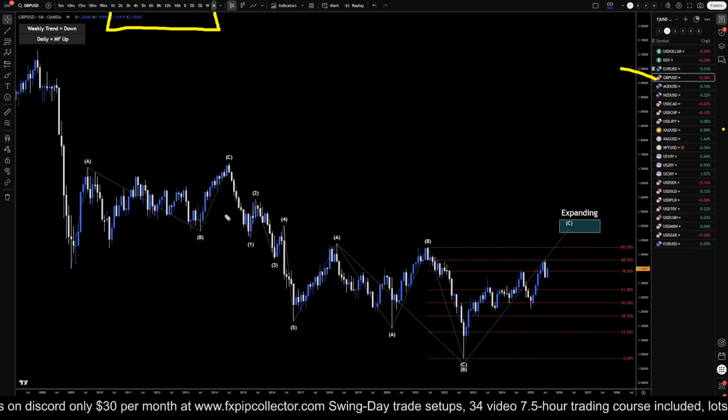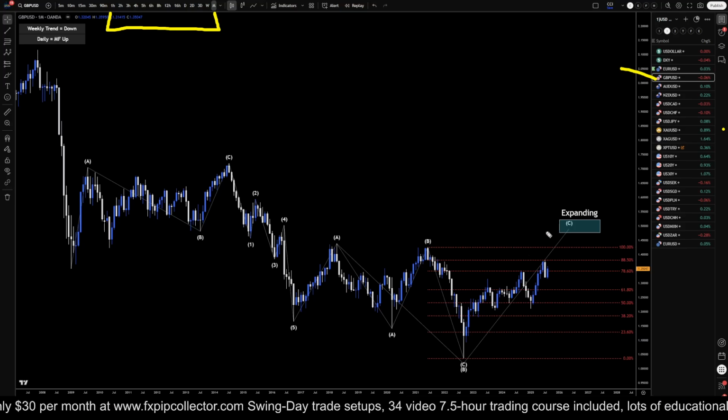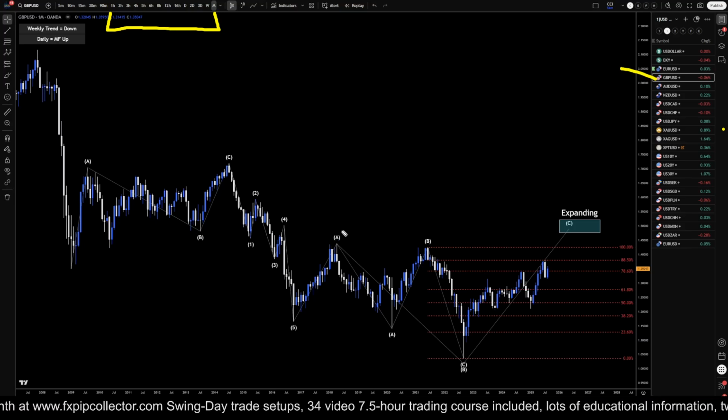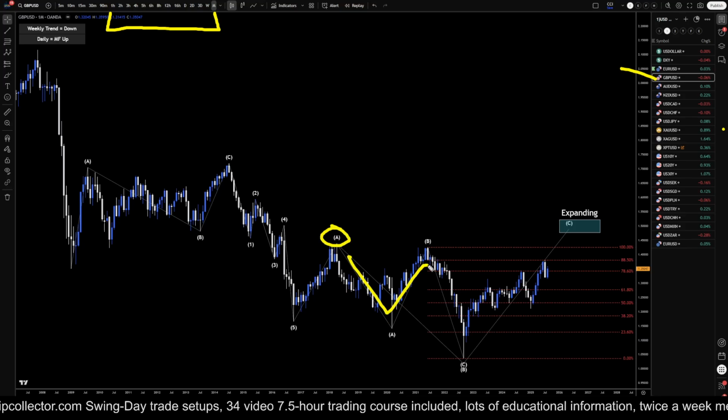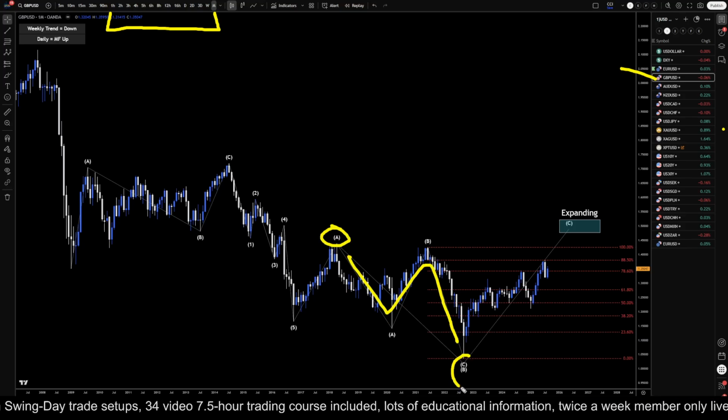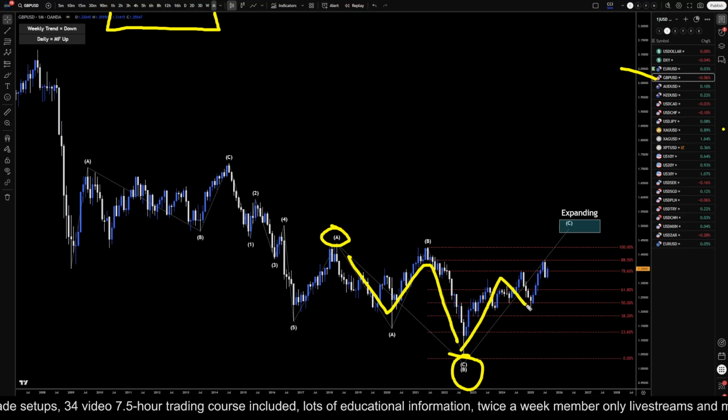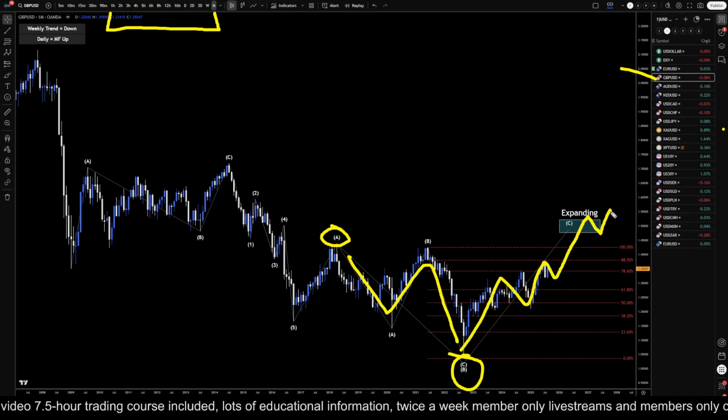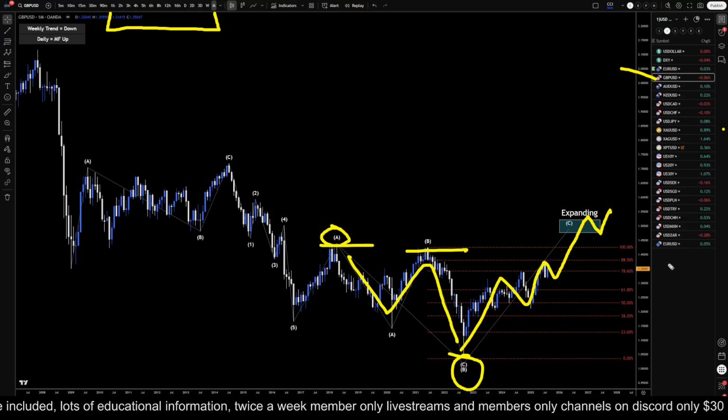So on the monthly, I've had two possibilities going on the pound dollar for months now. Possibility number one is this is an A. This is three waves down with a lower low wave B, which means that this would likely be an expanding flat, meaning that it would likely take out the high of wave A and wave B, probably all the way up to at least a 1.5 area.